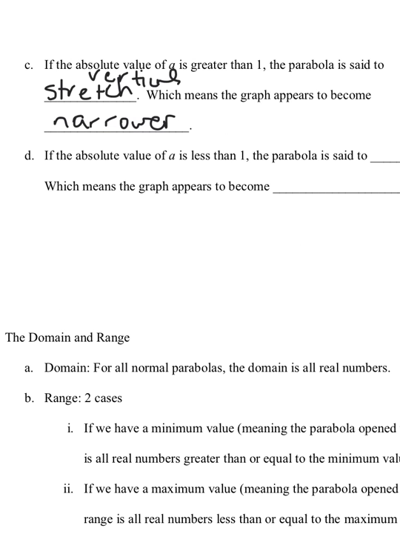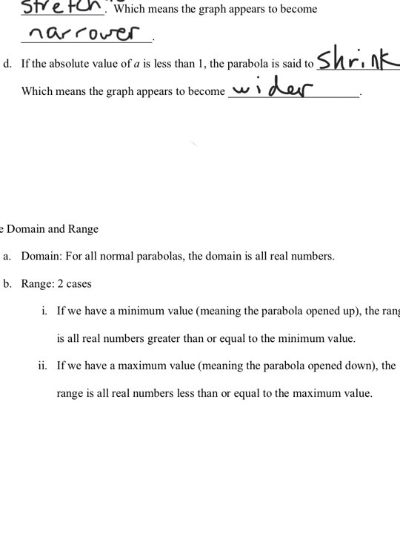All right, so if a is greater than 1, then the parabola is said to have a vertical stretch, which means that the graph appears to become narrower or thinner. If a is a value less than 1 but greater than 0, the parabola is said to have a shrink or compression. Now remember, these are both vertical, the vertical stretch and the vertical compression, which means that the graph appears to become wider. So if you compress the graph down like a pancake, it's going to appear to be wider.